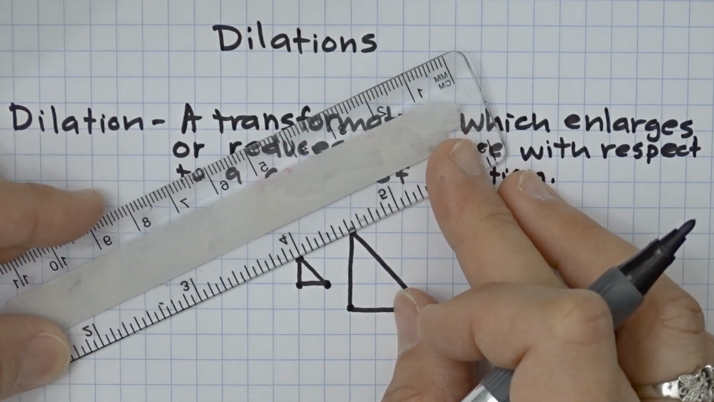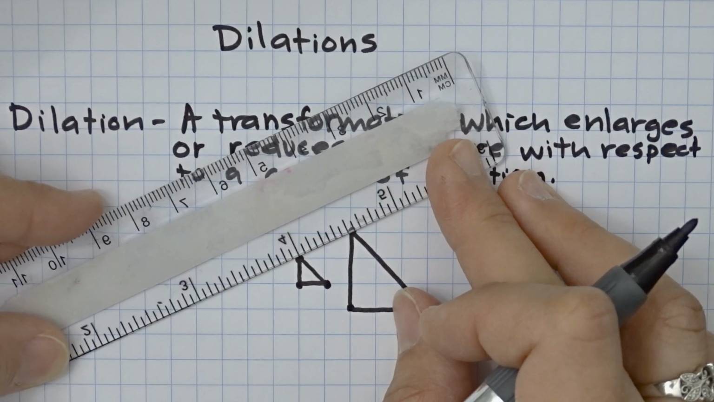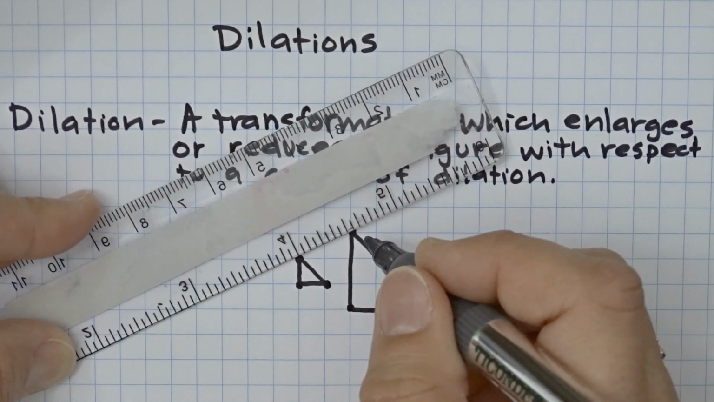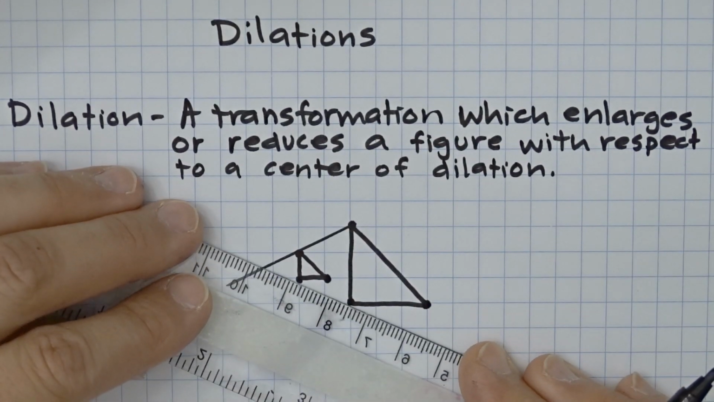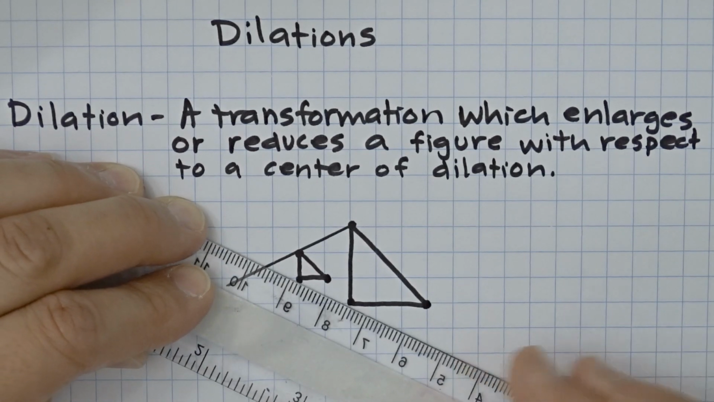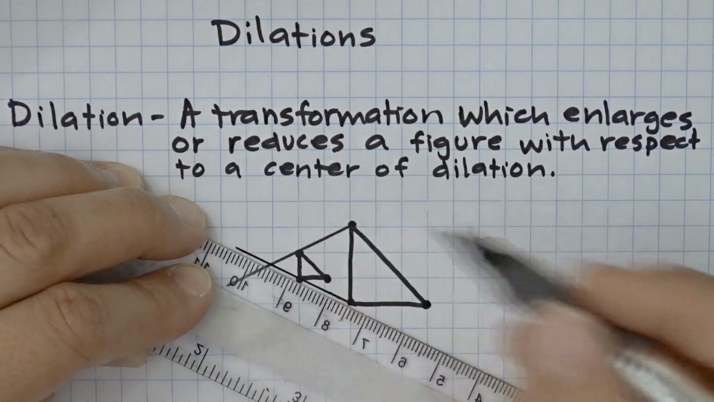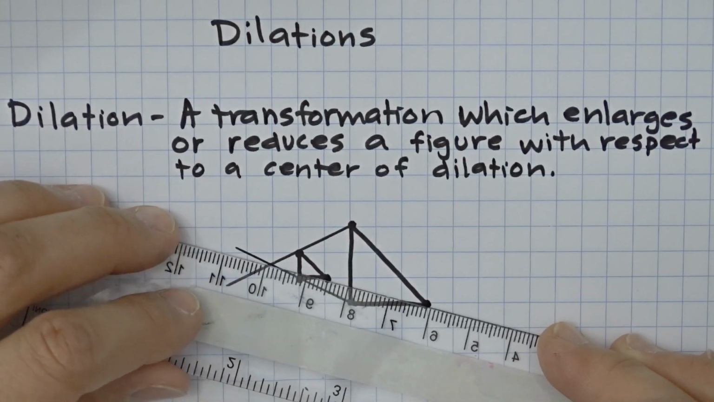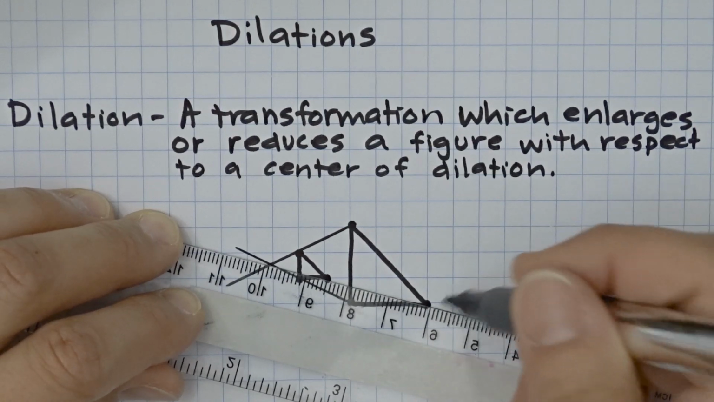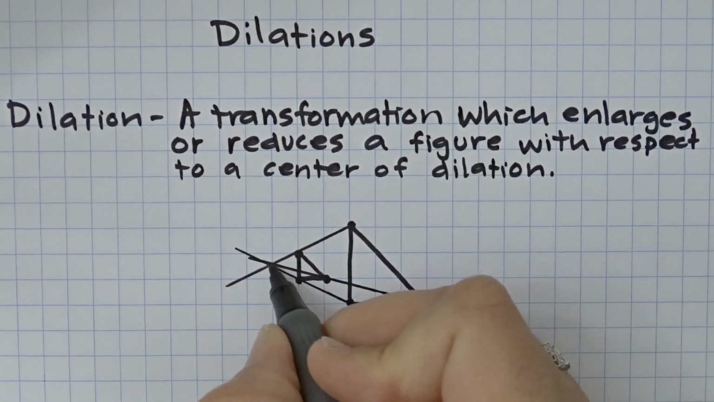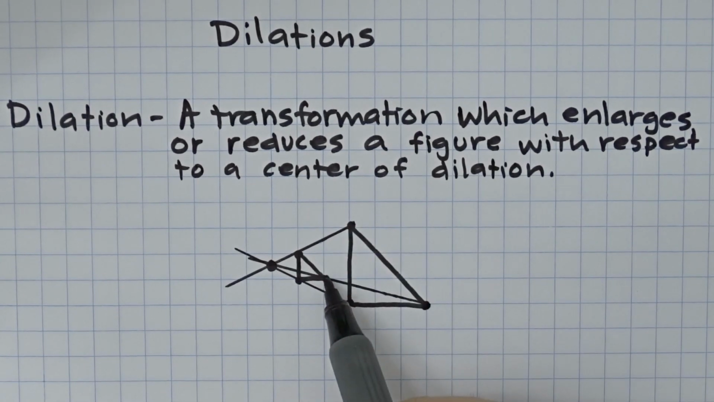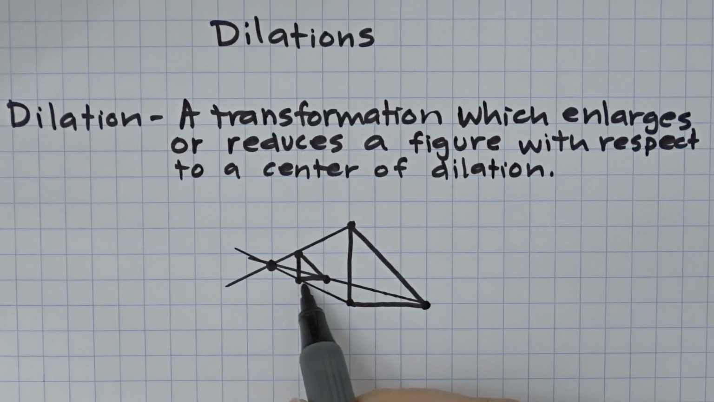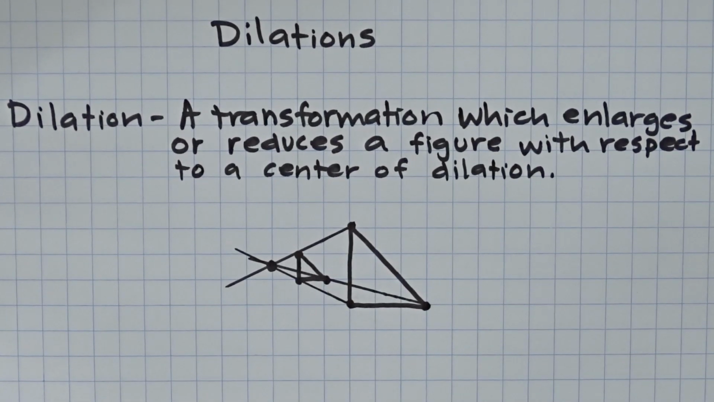So let me draw that line so you can see. And I connect it here. And then this one here. So they all come together at this point here. So it looks like this vertex stretched out to here, this vertex along this line stretched here, and this vertex came along this line and stretched up into there. So that is a characteristic of a dilation.